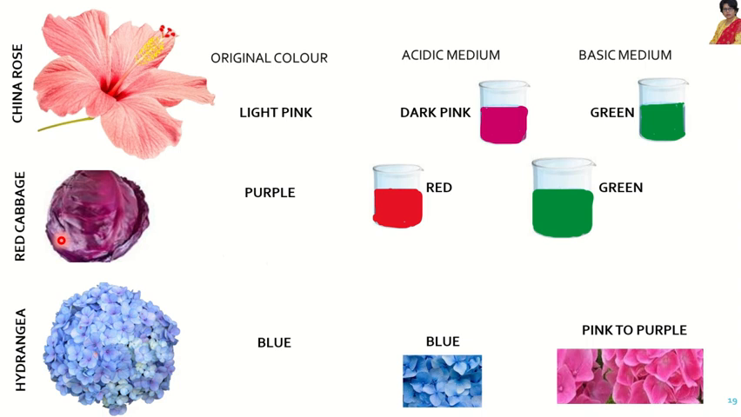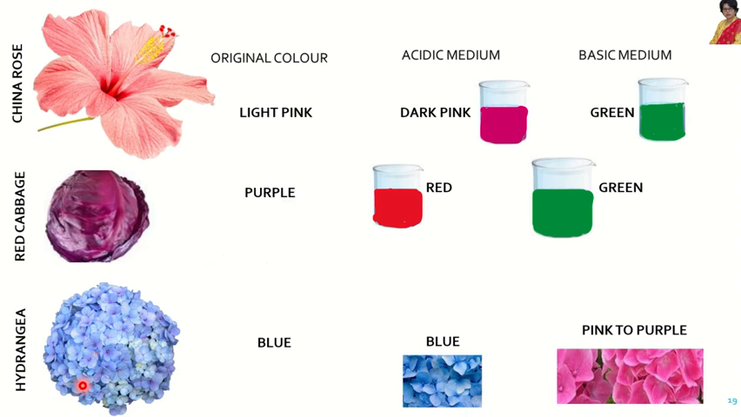Red cabbage is also a natural indicator. The extract is obtained from the leaves. The color is purple. If I put this extract in acidic medium, it will change into red color, and in basic medium it will change into green color.